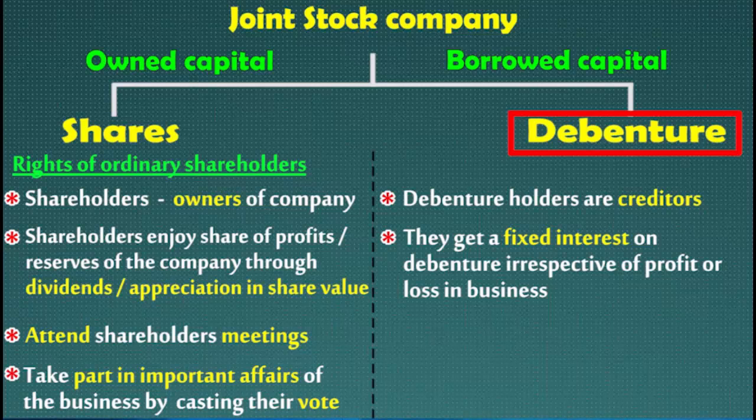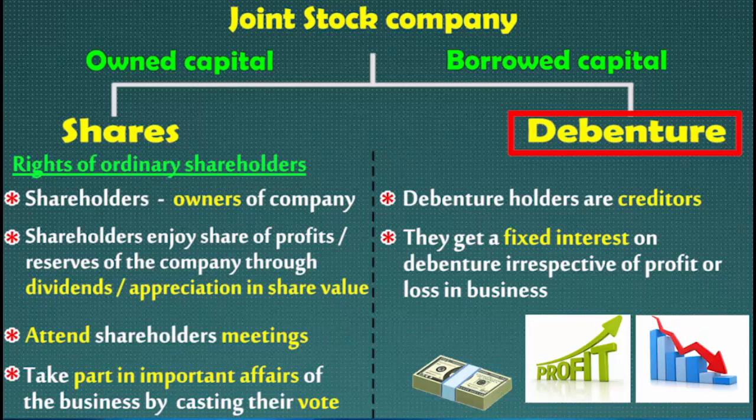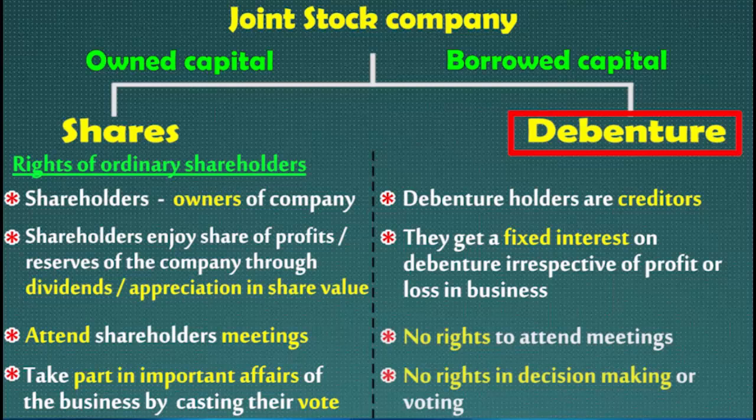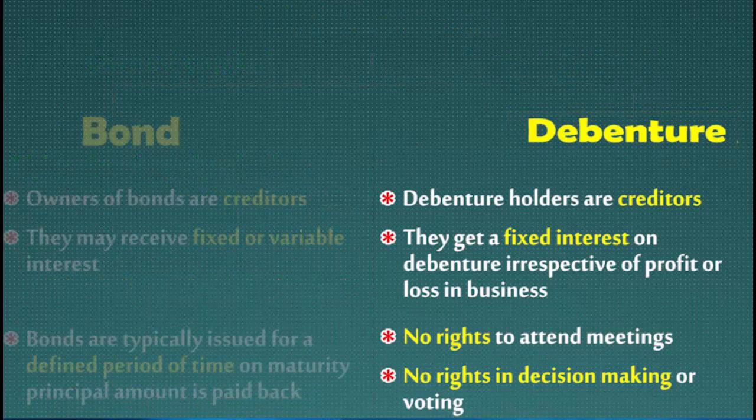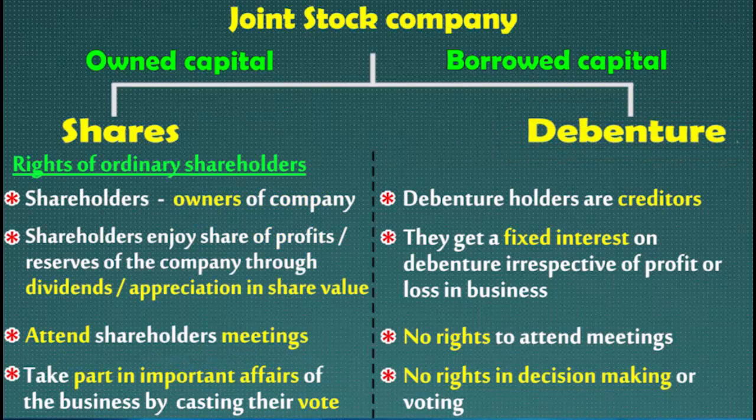However, company has to compulsorily pay interest on debentures whether they have profits or loss, because it is their liability. Liability is always given first preference. They do not have any rights over decision making or voting. Also, company can issue bonds that are actually similar to a debenture. So now we can understand the difference between shares and debentures.